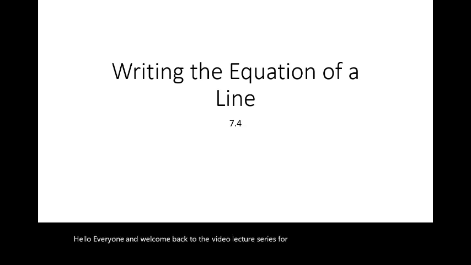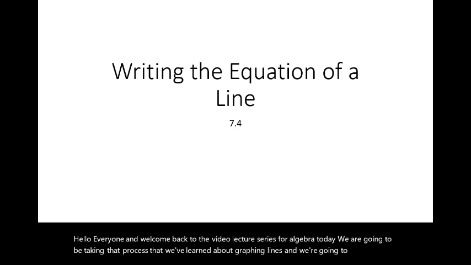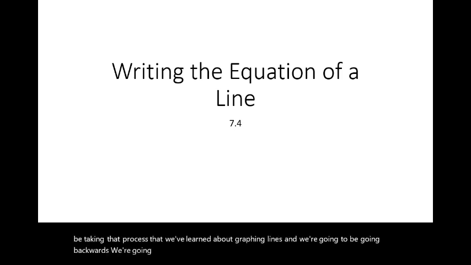Today we are going to be taking that process that we've learned about graphing lines, and we are going to be going backwards. We are going to be taking the information about a line already, or the existing graph of a line, and we are going to be writing the equation that goes with that line.